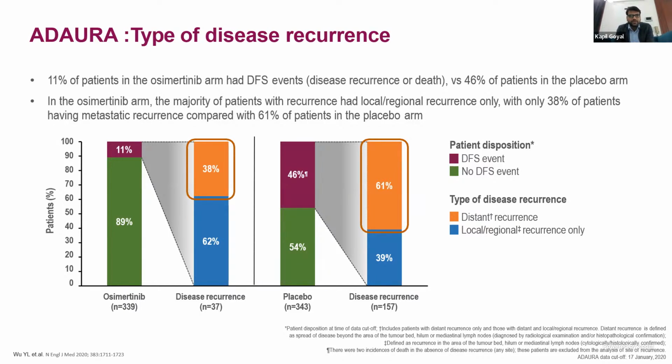If we split the type of recurrence into local regional recurrence versus distant recurrence, we see that 38% of patients had distant recurrence in the osimertinib arm, while most of the patients had loco-regional recurrence only. In the placebo arm, most of the recurrences were distant, 61% compared to only 39% that was local regional recurrence. So even if patients who received osimertinib had some kind of recurrence, most of them were actually loco-regional recurrences, which could lead to increased OS.